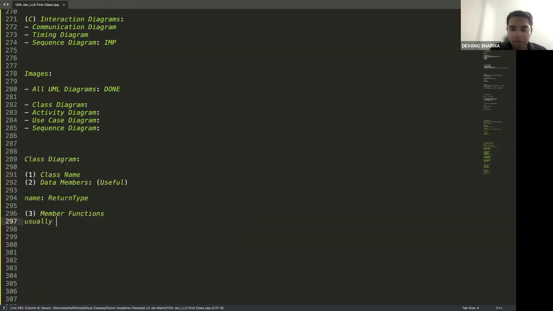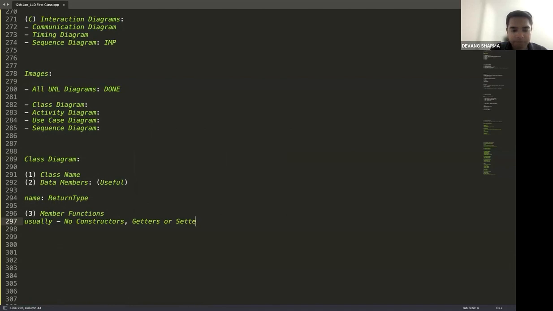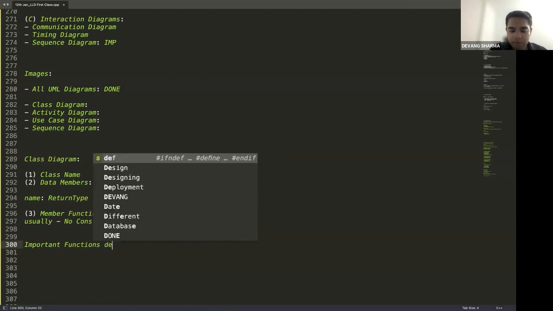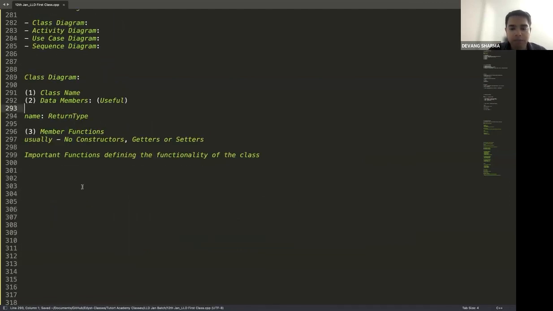So usually we don't write constructors, getters, or setters. We don't write that usually. Important functions defining the functionality of the class, that is what we stick to usually. All the important functions will define the functionality of the class.